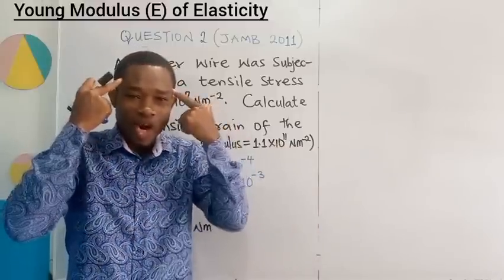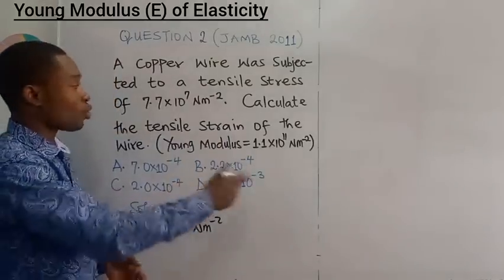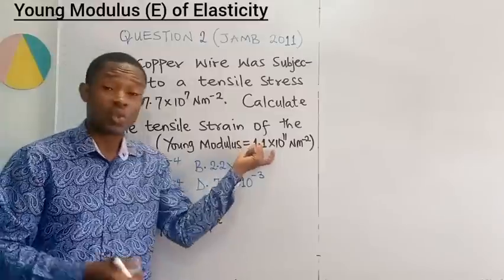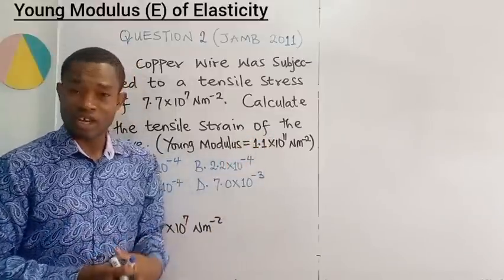So with that idea, all I will do is simply strain equal to 7.7 times 10 to the power of 7 divided by the Young modulus, 1.1 times 10 to the power of 11.